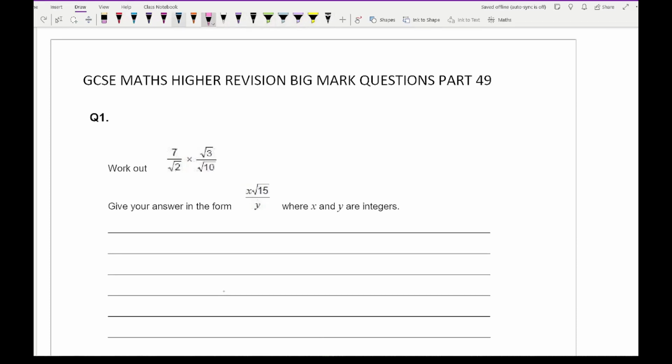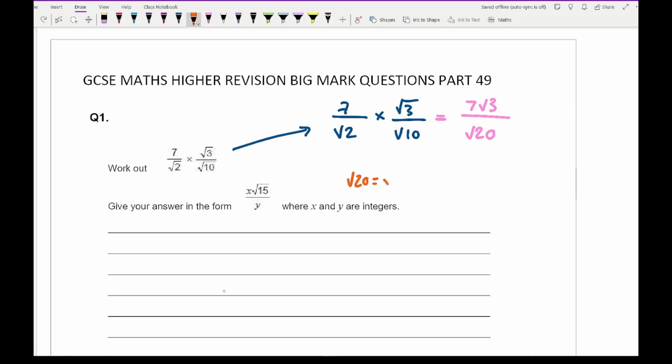So the first thing we need to do is start off by writing this a little bit bigger. We've got 7 over root 2 multiplied by root 3 over root 10. Now as we're multiplying, we can just multiply the numerators together and multiply the denominators together, so that's going to be 7 root 3 over root 20. Then from this, what we need to do is rationalise the denominator. Either you can simplify root 20, which is root 4 root 5, which is 2 root 5, or you can just multiply it as it is.